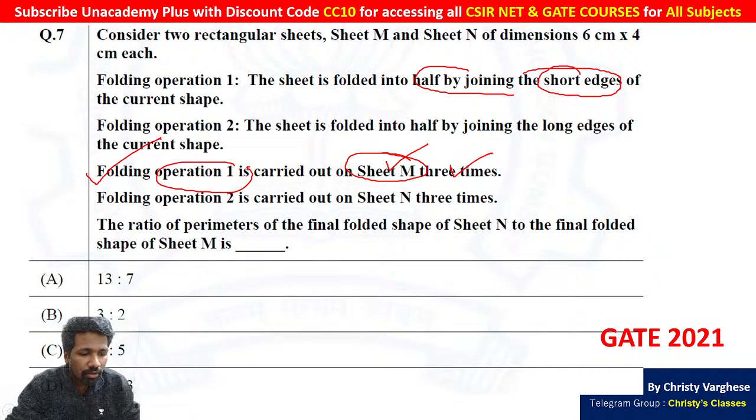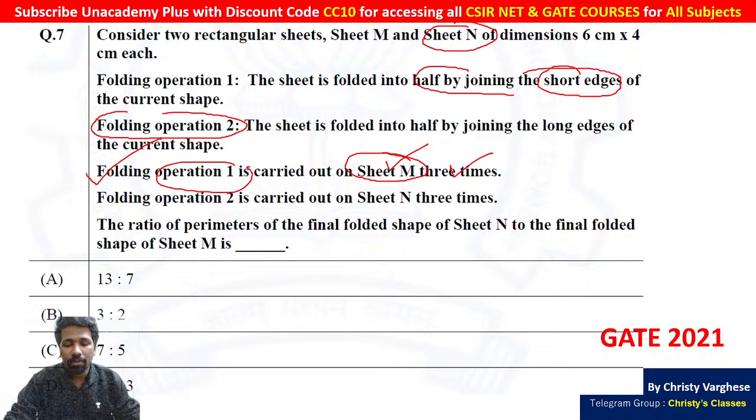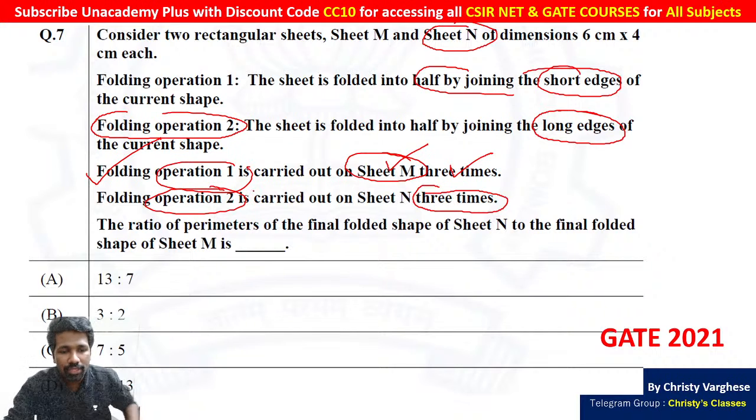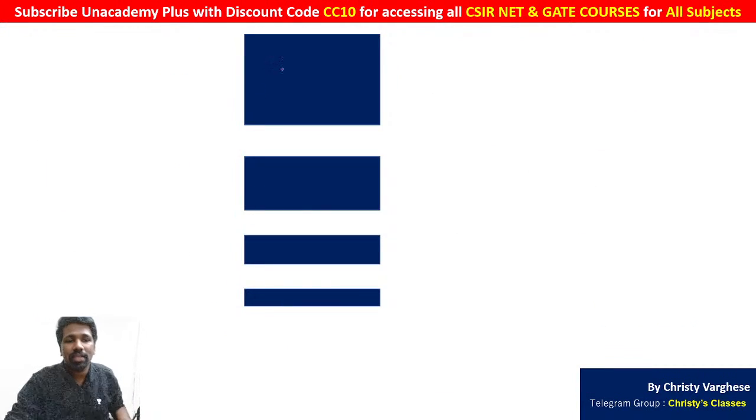Now you have to think about the folding of paper N, or sheet N. Sheet N is folded using operation 2. What is operation 2? The sheet is folded in half by joining the long edges. Instead of short edges, it is long edges. And it is carried out 3 times. This is paper N, 6 by 4 is the dimension.